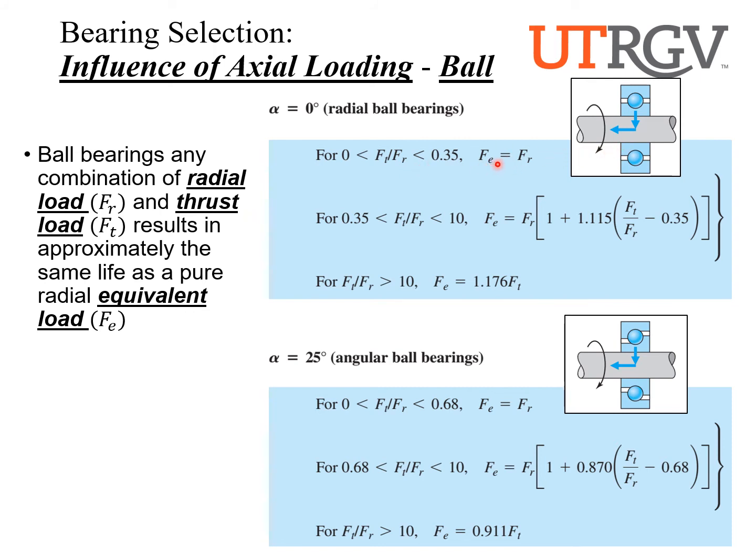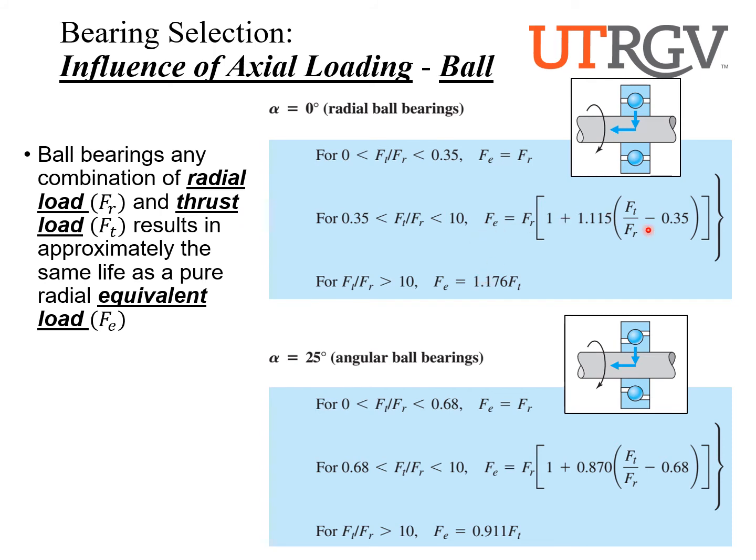This FE is going to be an equivalent load, and what we're saying is, look, the load is so low that we're just going to assume that we're only seeing a radial load. And so this FE is going to be equal to FR, and that's the value that we use in the formula. If the ratio is any higher, if it's between 0.35 and 10, then we're going to correct with this formula here. And if the thrust load is even higher than that, so the ratio of the thrust load divided by the radial is greater than 10, then this equivalent force is just going to be 1.176 times the thrust load. So we are even going to forget about any radial load. That's how high that is.